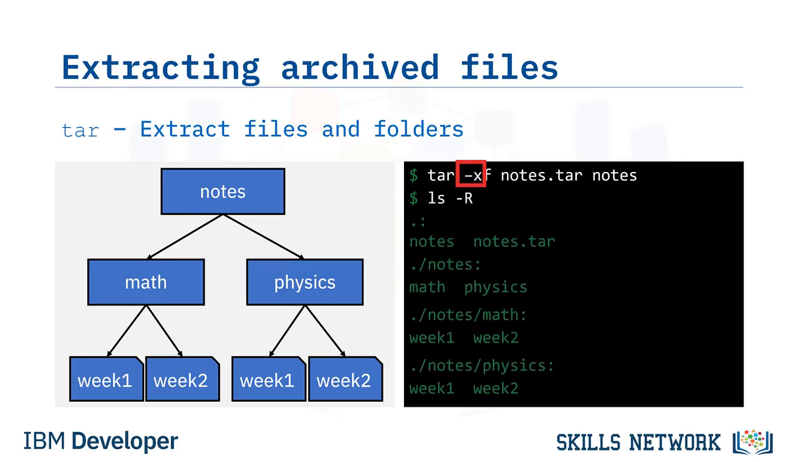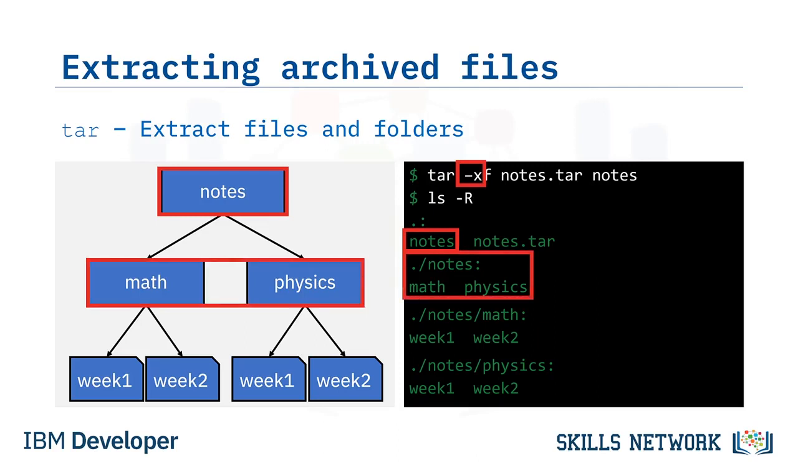Now, if you enter ls -r, you can see that the archived notes folder has been de-archived into a parent folder called notes, subfolders called math and physics, and the week 1 and 2 files you started with. This verifies that the original structure of your notes directory is intact.